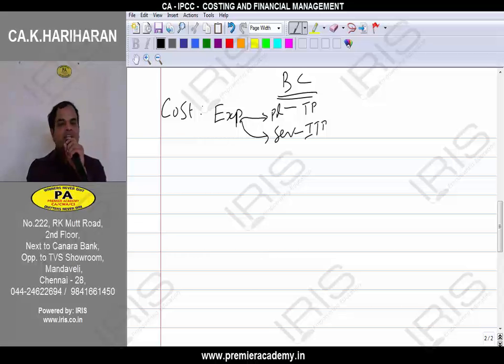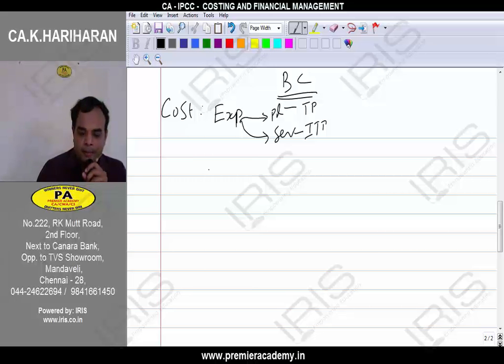Now, we are going to ascertain the cost, sir. How to ascertain the cost? The cost we have to ascertain in manufacturer's point of view. In whose view have to ascertain, sir? Manufacturer's point of view. So, first one is what? Cost is the expenses which is incurred for the purpose of producing the product or rendering the services.